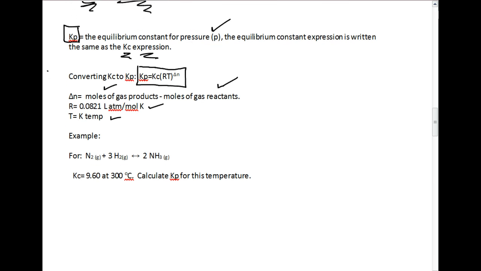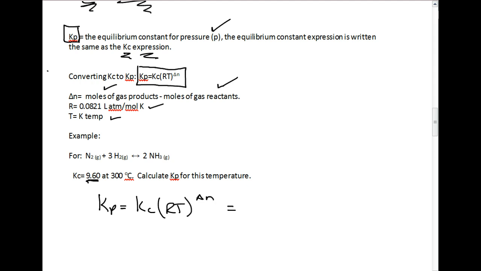We'll go back to the Haber process again, and it says we have 1 N2 plus 3 H2 yields 2 NH3. We'll say this reaction's at equilibrium. The Kc value has been calculated previously as 9.6 at 300 degrees Celsius. Calculate Kp for this temperature. So to convert between these two, we're given Kc, we want to calculate Kp. So Kp is going to equal Kc times RT to the delta N.